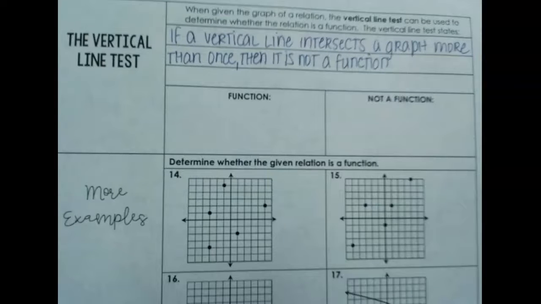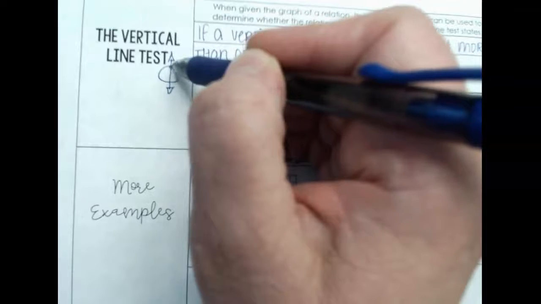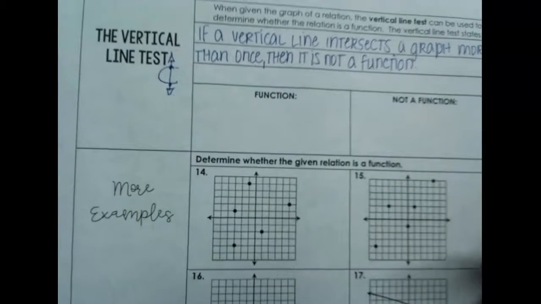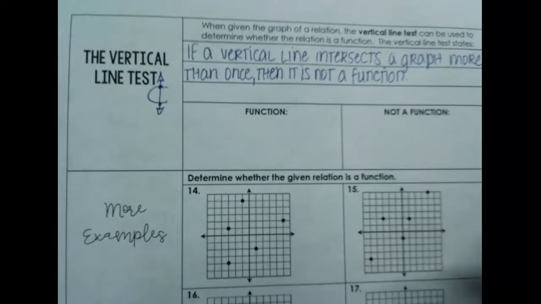So when you're given a graph, if you want to determine if this is a function or a relation, you want to use the vertical line test. The vertical line test is if a vertical line intersects a graph more than once, then it is not a function, because a vertical line, remember, is straight up and down. And so if it intersects the same graph twice, say here and here, that means those 2 points had the same x value. So the same x value was used twice with more than one output. All right, so that's why it works.